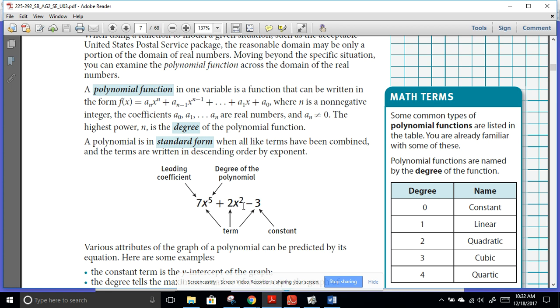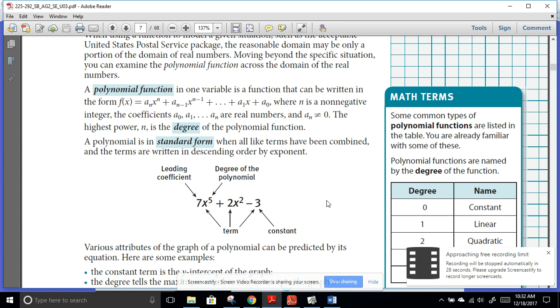7x to the 5th plus 2x squared minus 3. I'm running out of time, so I'm going to stop this video and start another one.